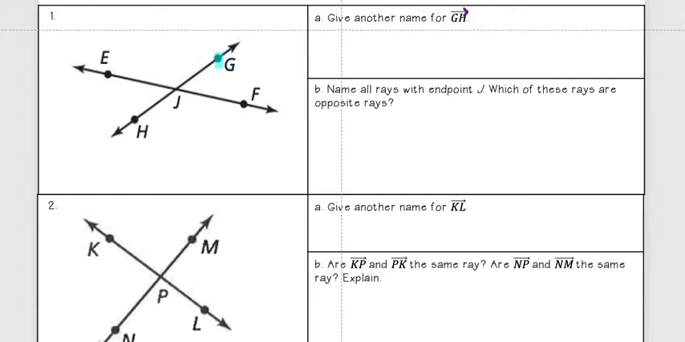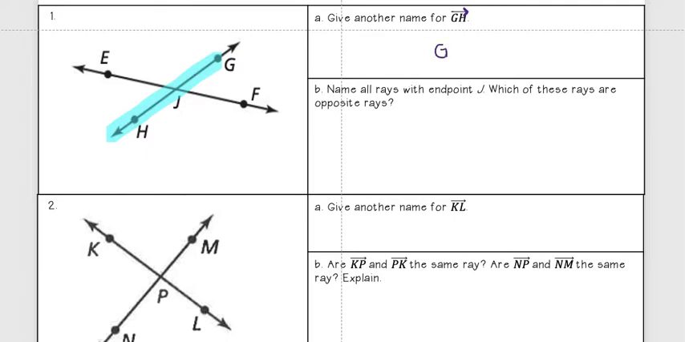So I have this ray. My endpoint is G, and it continues all the way that way. And I know my endpoint is G because it's the very first letter in this GH. And it's matching up with this endpoint on top here. So I still need that same endpoint when I'm renaming this.